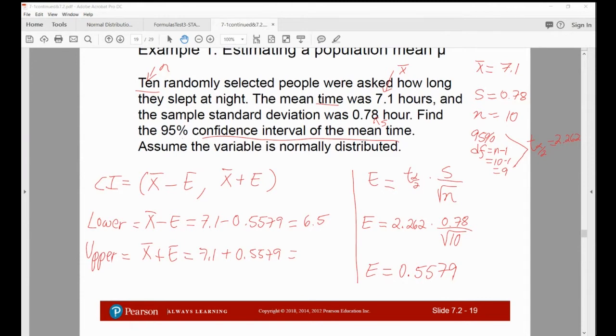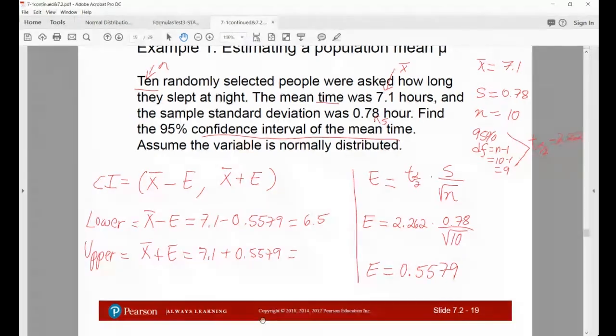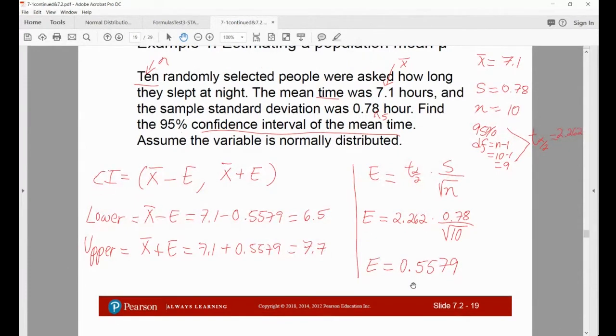7 point what? 7.7. So what's the final answer? What's the confidence interval? Is the interval from 6.5 to 7.7? And remember that another notation will be the mean mu between 6.5 and 7.7. That's another way to write a confidence interval.